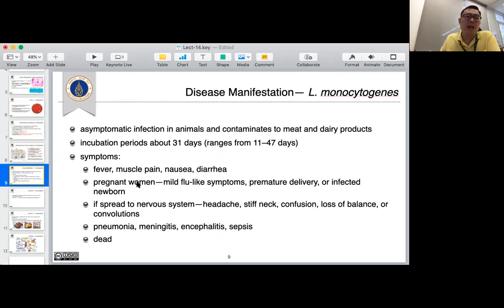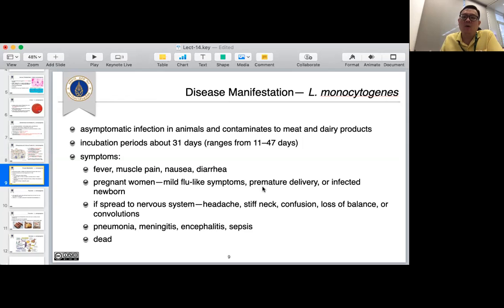It's not very quick like E. coli. When you eat today, tomorrow you get symptoms, or maybe this evening you get symptoms. That's enterobacteria. So you probably get fever, muscle pain, nausea, diarrhea. In pregnant women, if a pregnant woman gets infected, she probably gets symptoms like flu, but milder than flu. High fever, shaking, muscle pain, something like that, or premature delivery.